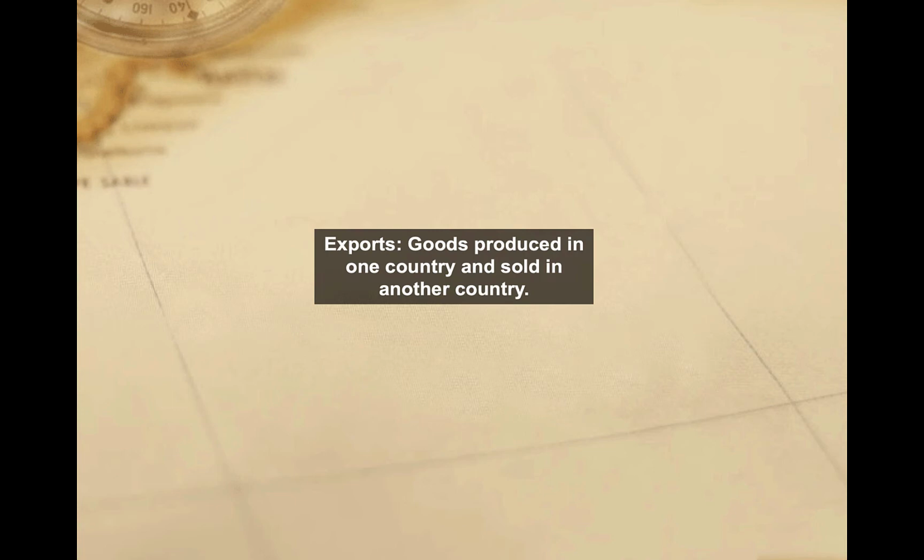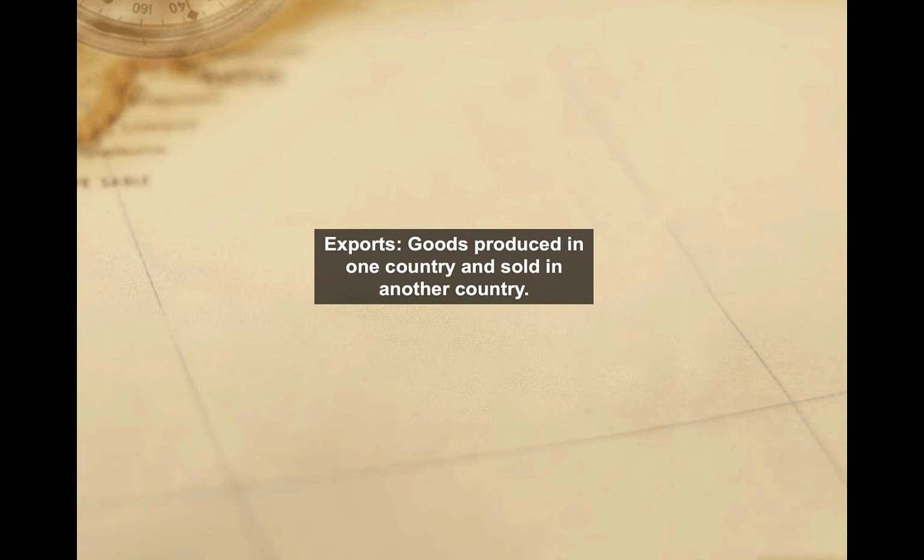Exports are goods or services that are produced in one country and are sold in another. The country selling the goods is the exporter, and the country purchasing the goods is the importer. So imports and exports are basically two sides of the same coin, or the same transaction, that depend on your perspective. One country's exports are another country's imports, and vice versa.